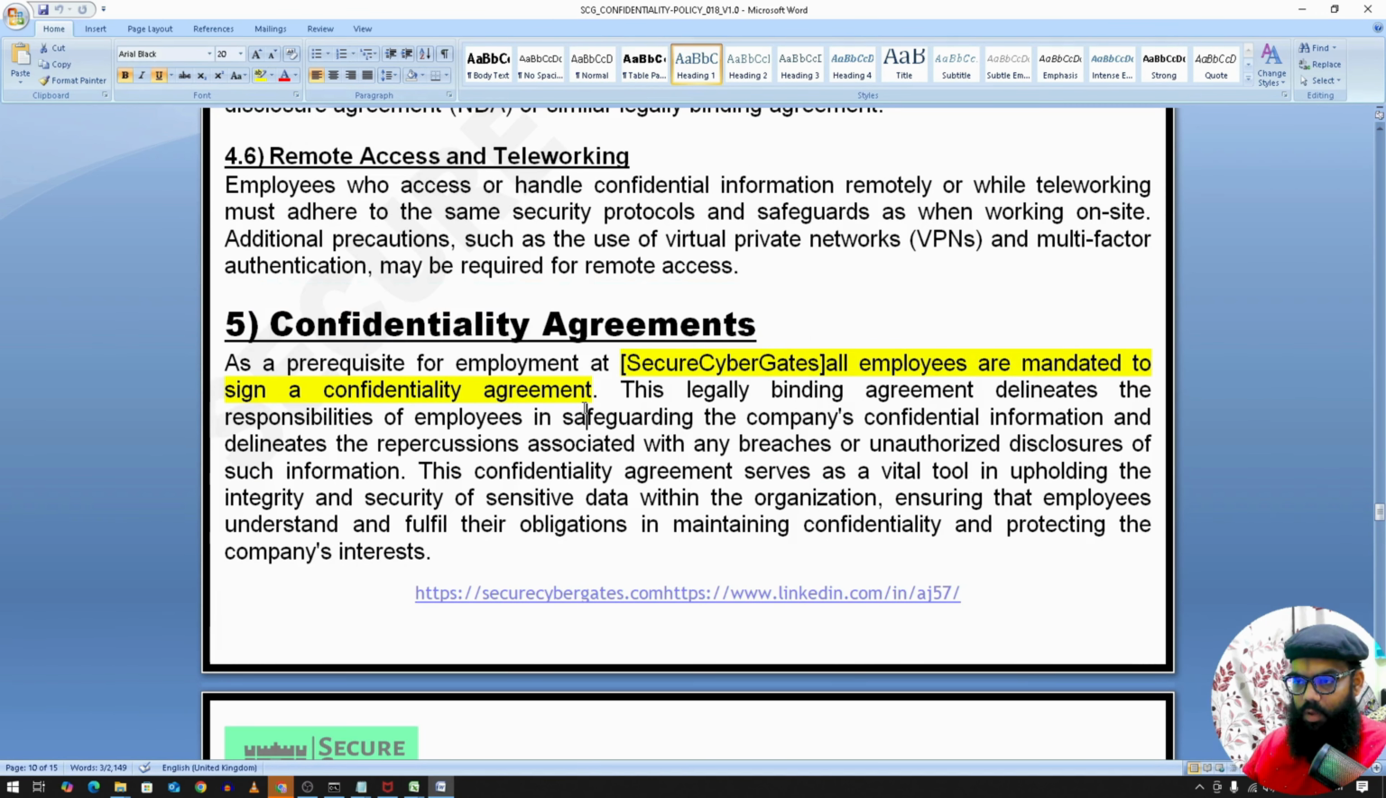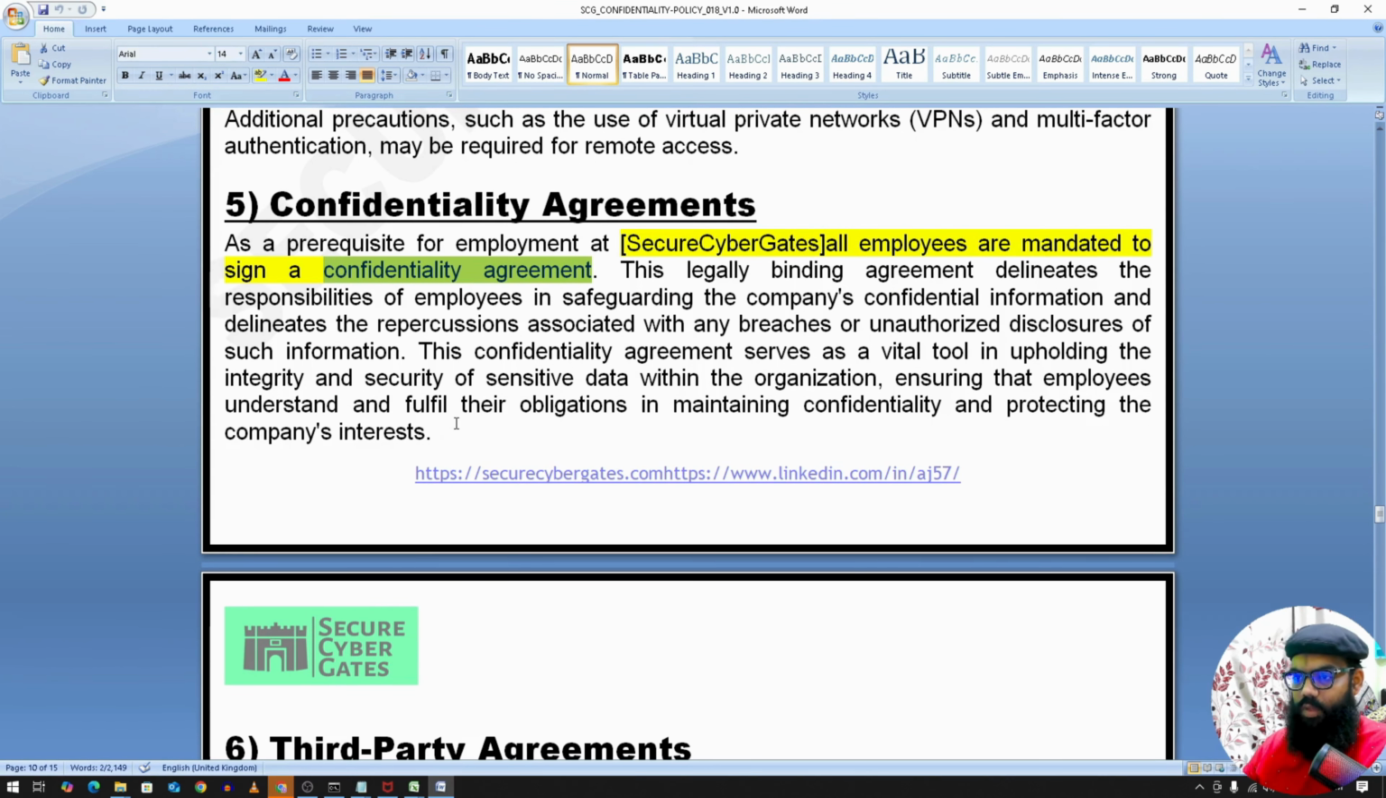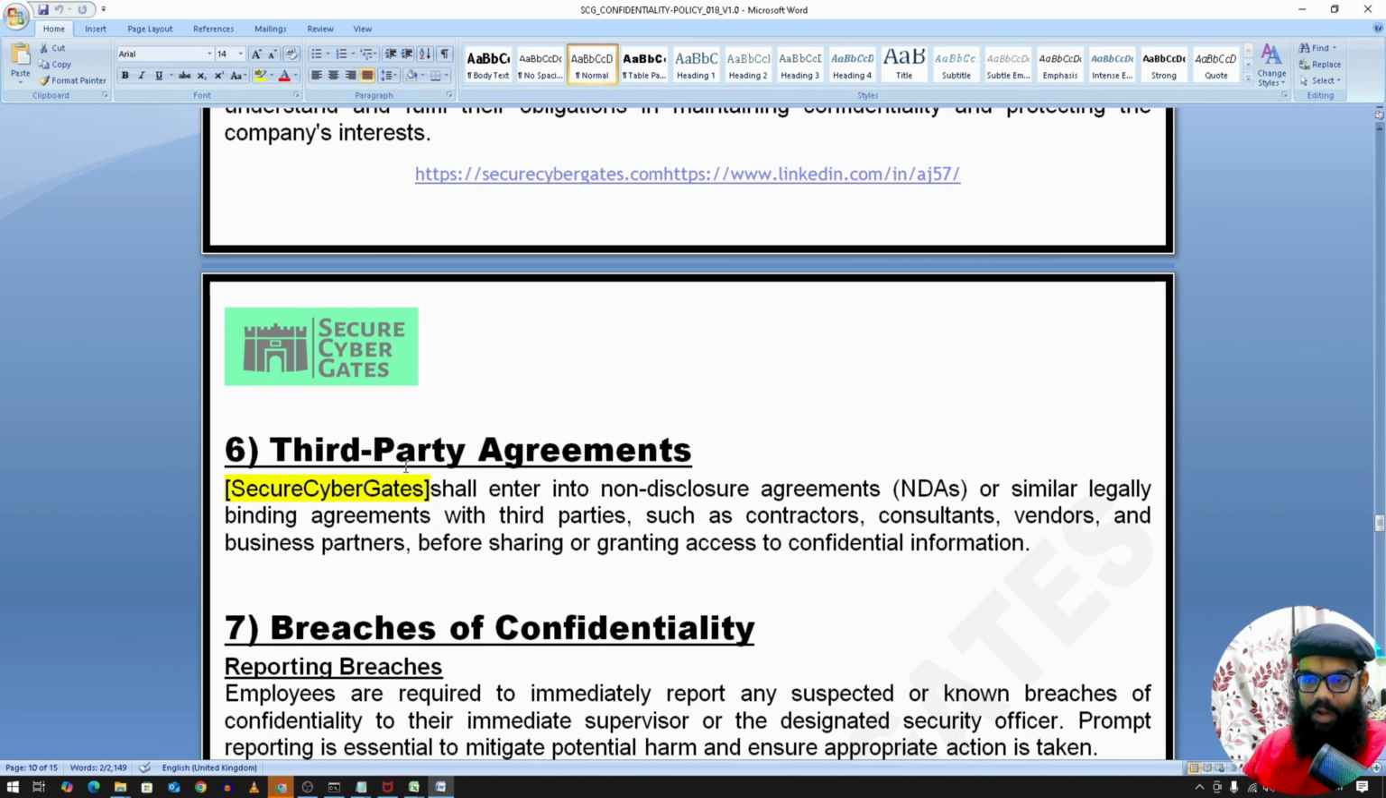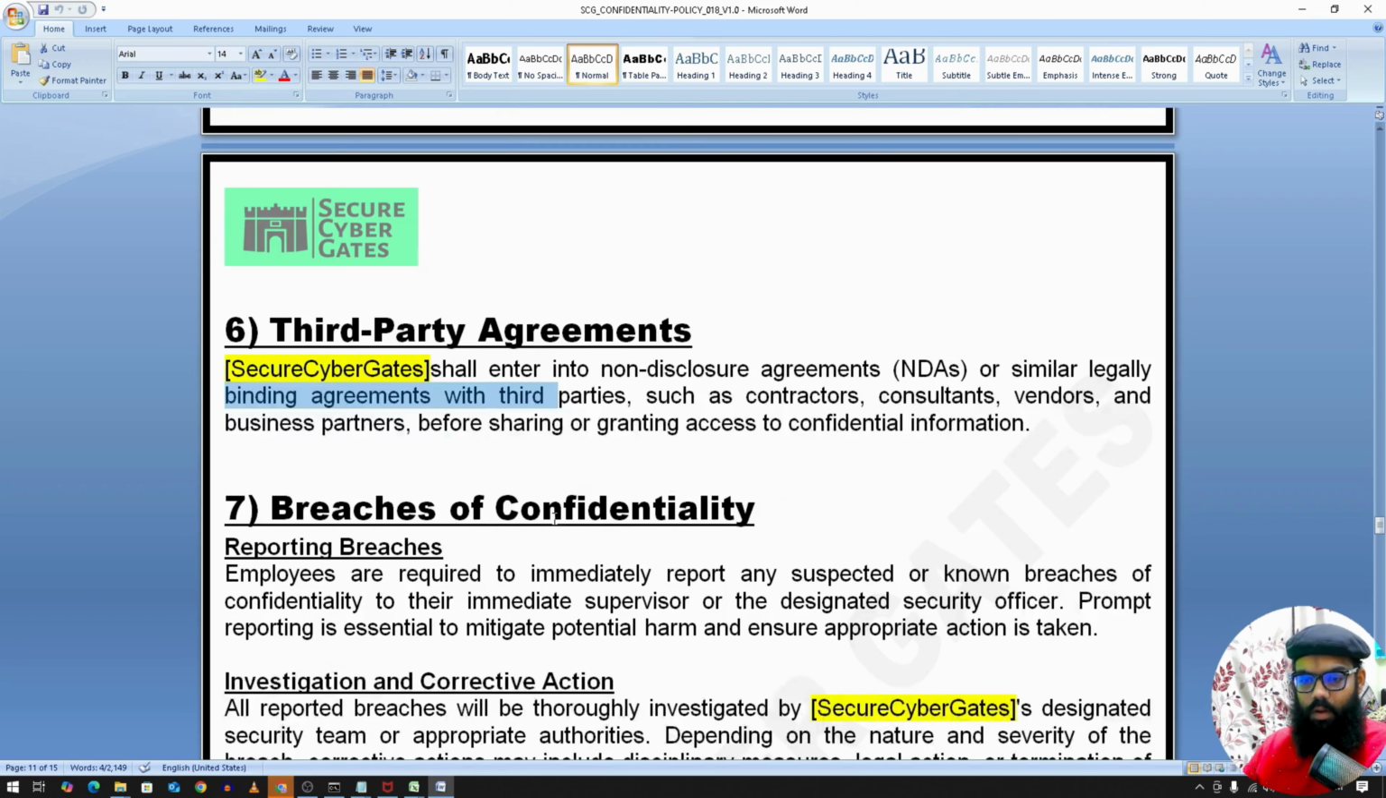So next one is confidentiality agreements. As a prerequisite for employment, all employees are mandated to sign this confidentiality agreement. So this is legally binding. This binds the employee not to share any kind of sensitive information of the company or any trade secret with its competitors or any individual person. Third-party agreements: we should sign an NDA or similar legally binding agreements with third parties.